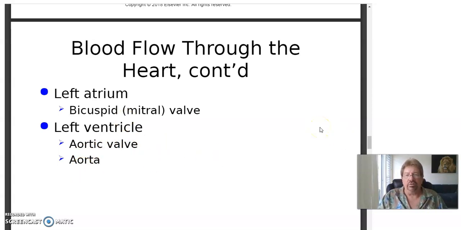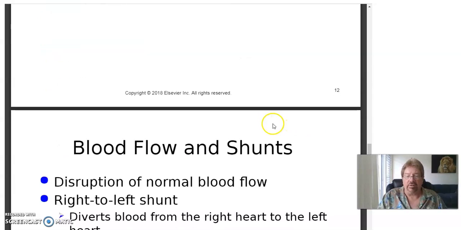Blood going to the lungs is deoxygenated, even though it's in arteries, and blood coming back from the lungs is oxygenated, even though it's in veins, pulmonary veins. This is the only exception in the body like this. In any other case, arteries carry oxygenated blood and veins carry deoxygenated. This is the one exception because it's coming back from the lungs.